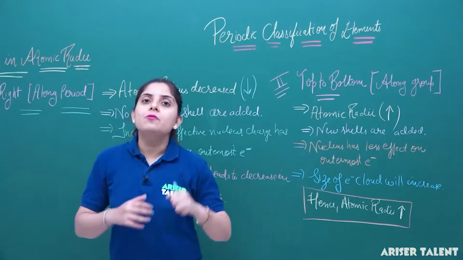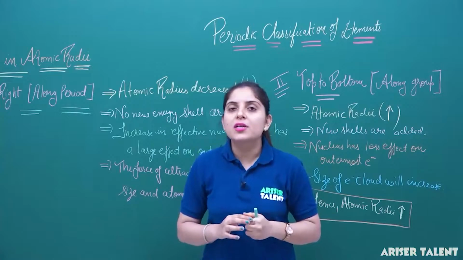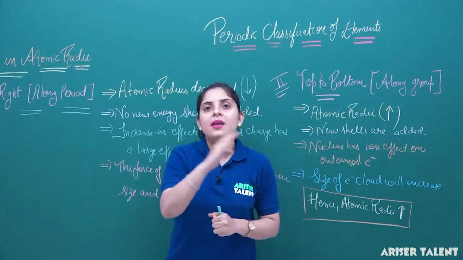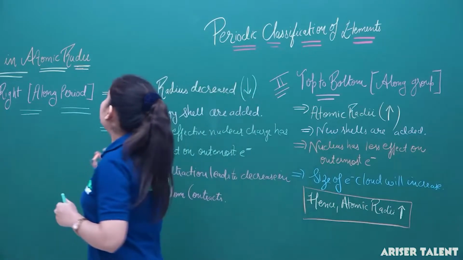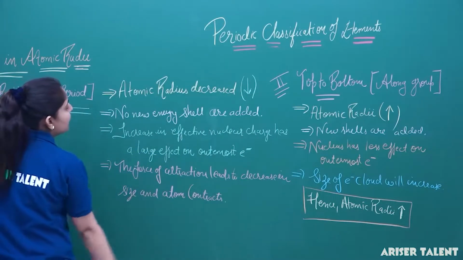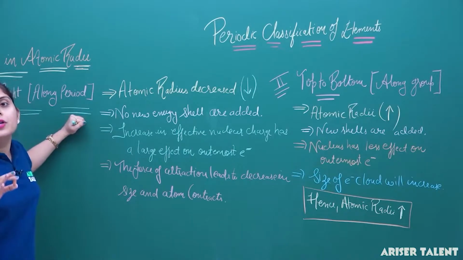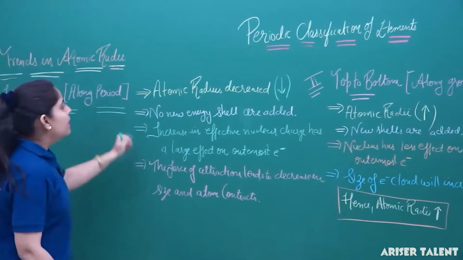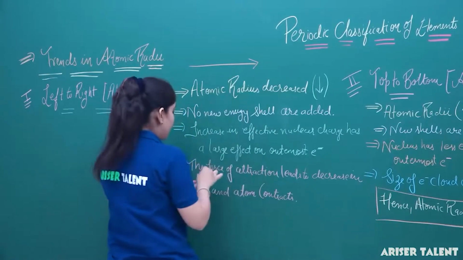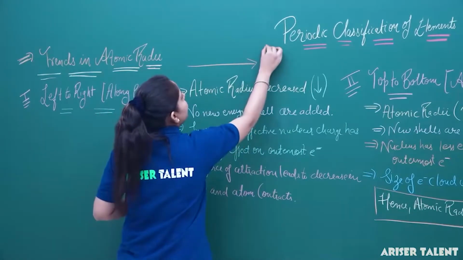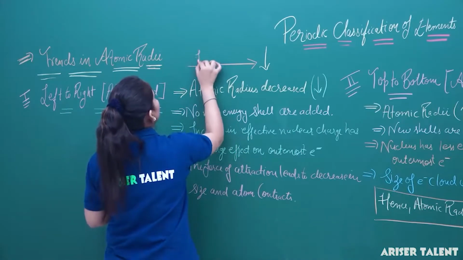So in the trend, what is going to increase and what is going to decrease, such types of questions, of increasing order and decreasing order, are very important. This is the trend in the atomic radii we have discussed here. I am repeating it once again: in the case of atomic radii, moving from left to right, atomic radii decreases.